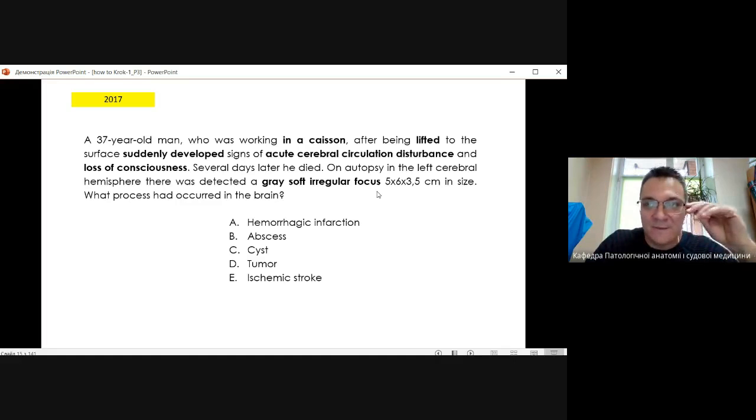On autopsy, in the left cerebral hemisphere was detected a gray softening, a gray soft irregular focus, 5 by 3.5 centimeters in size. What is the process described here? For sure, that's ischemic stroke. Just don't waste our time. Ischemic stroke due to gas embolism injury of the brain, and this embolic injury led to the ischemic injury, and finally we see the development of the gray softening, which is the morphological equivalent of the ischemic stroke.